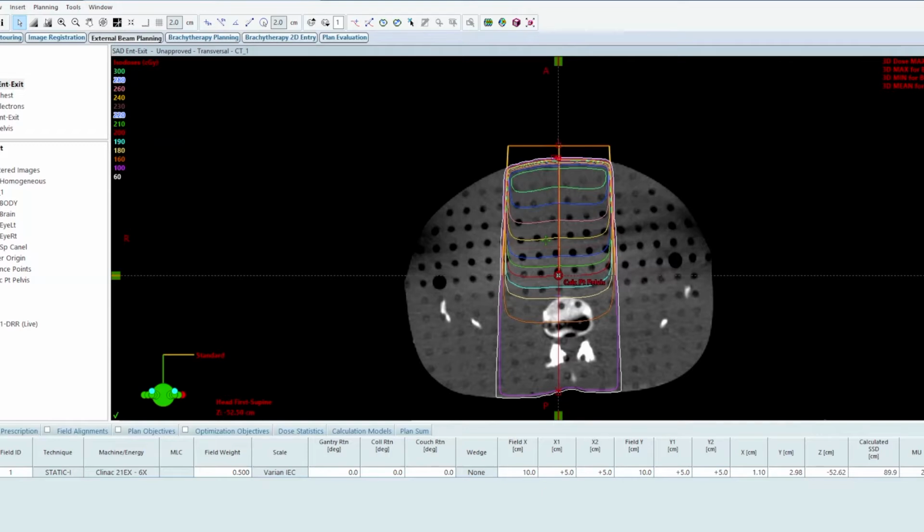The thickness of my Rando phantom is 20. My calc point is midplane, midline, mid-depth. So I'm 10 centimeters deep, a millimeter off. So I get a 90 centimeter SSD. This is my source to axis distance. So now this is a cleaner setup for the therapist to treat.